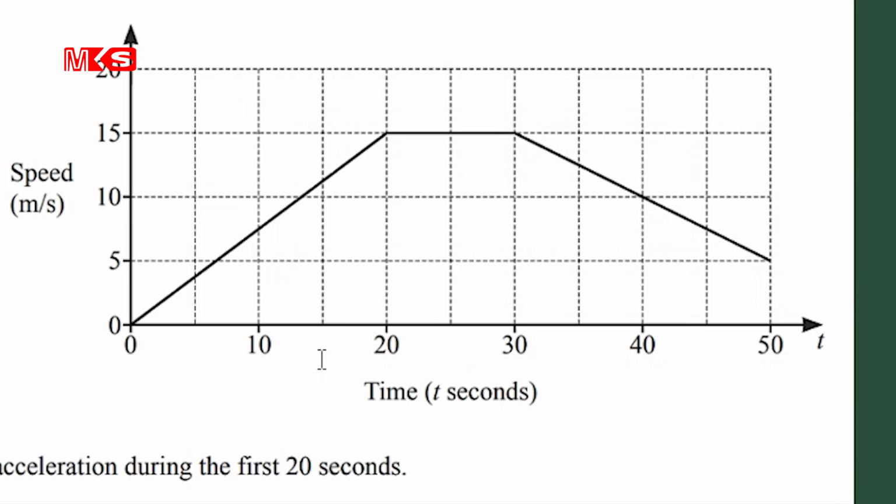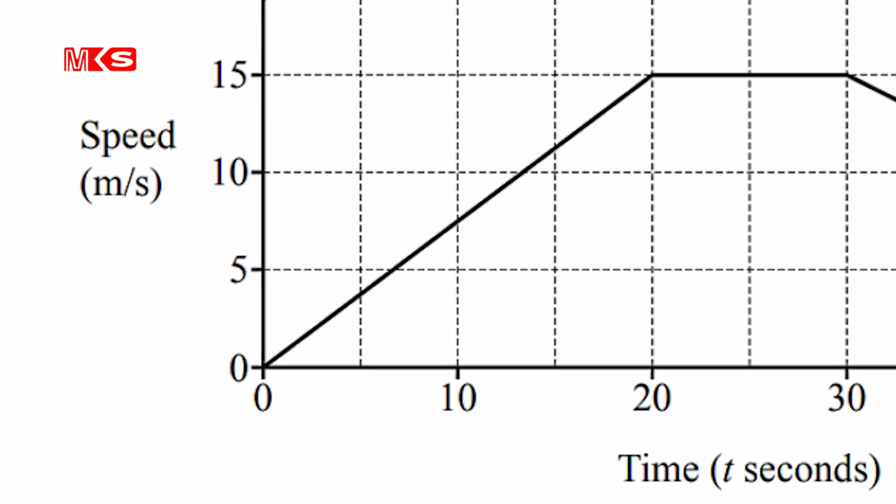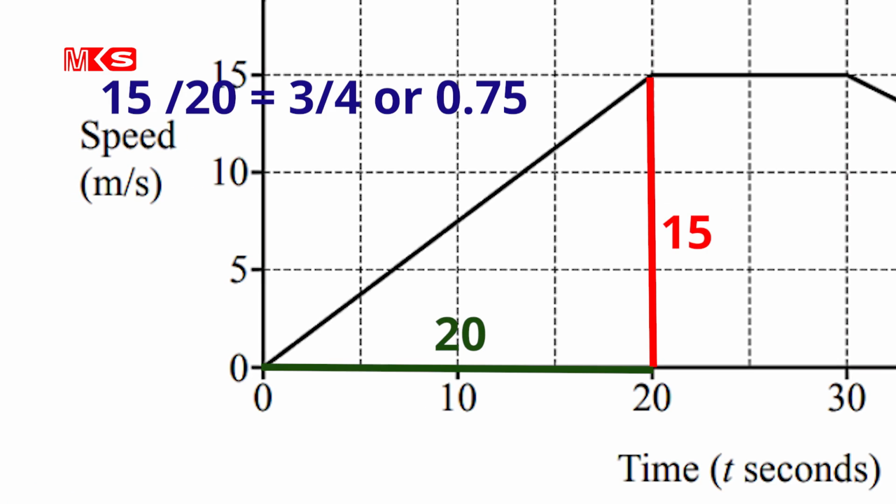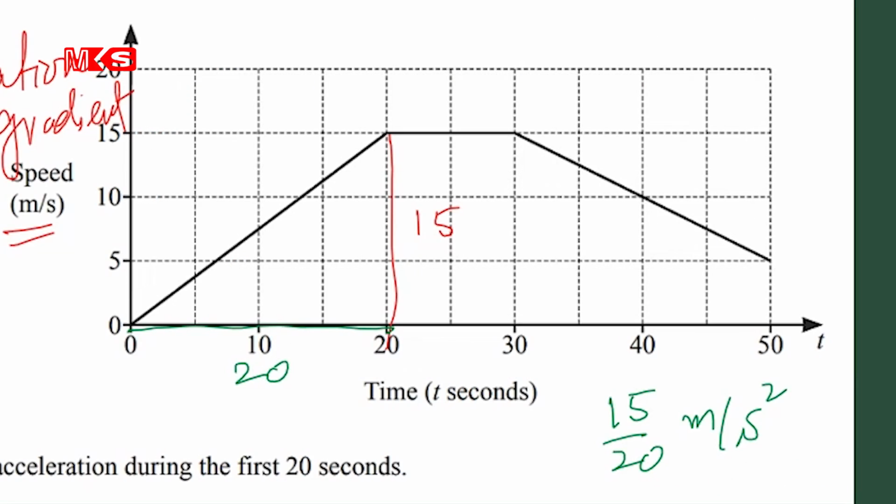The diagram shows the speed-time graph for the start of a cyclist's journey. Find the acceleration during the first 20 seconds. It is a speed-time graph. Acceleration is the gradient, and gradient is equal to rise over run. If you use this, 15 over 20 will be the answer, in meters per second squared. This is one way of finding the gradient.